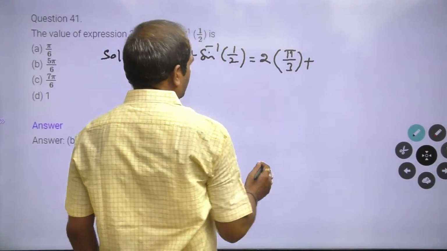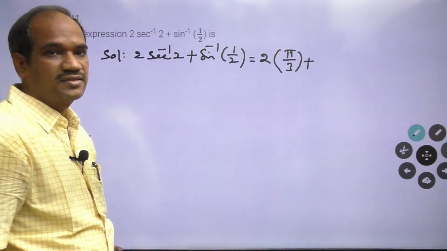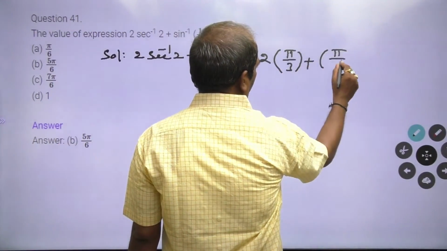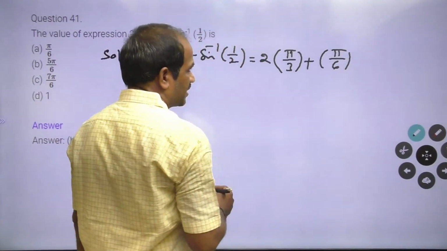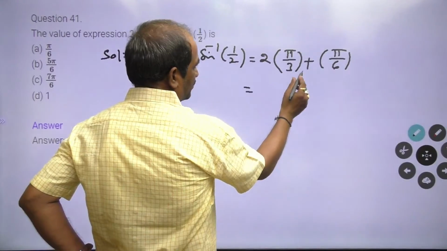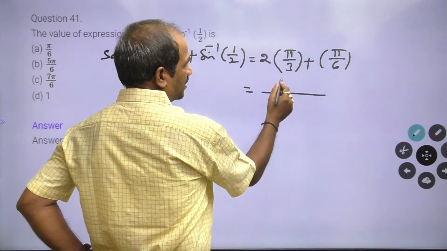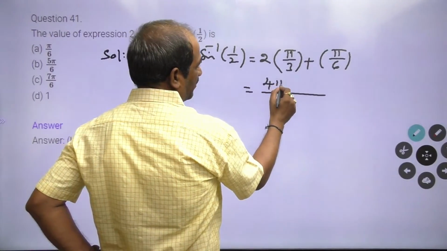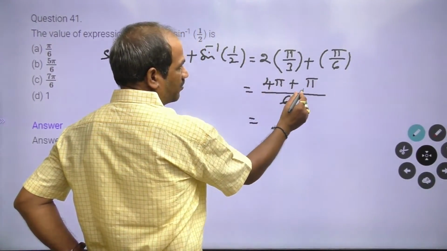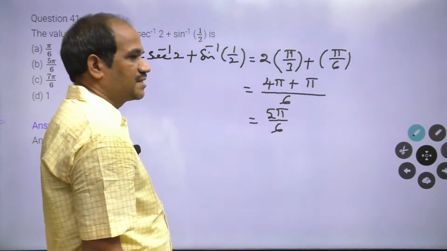Next, plus sin inverse of 1 by 2. One by two is sin 30 degrees, and sin 30 is pi by 6. So this value is pi by 6. Taking the LCM, which is 6, 2 into 2 is 4 pi plus pi, so the total is 4 pi plus pi, which is 5 pi by 6. 5 pi by 6 is the answer.